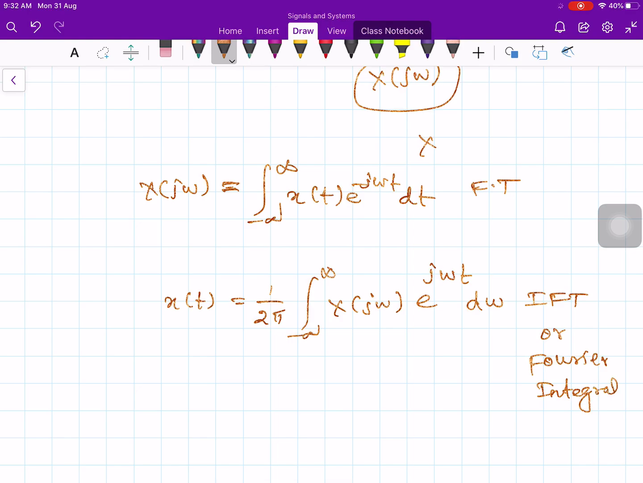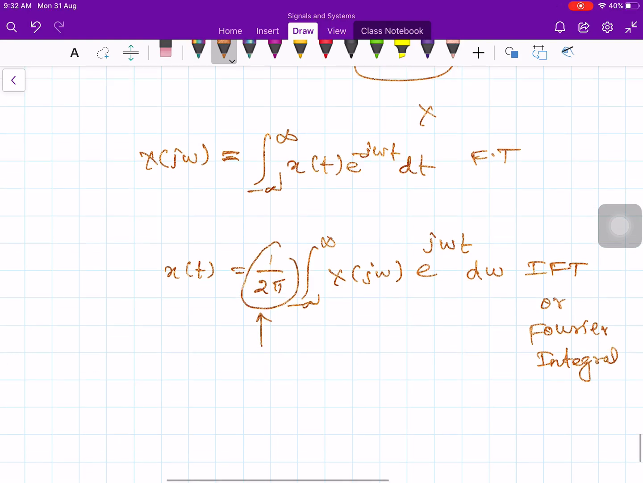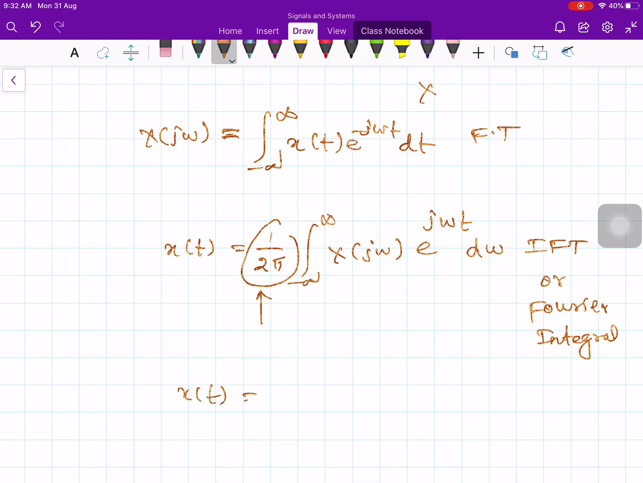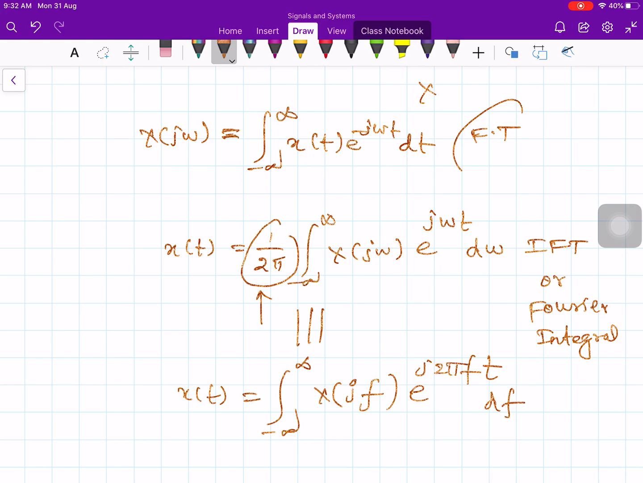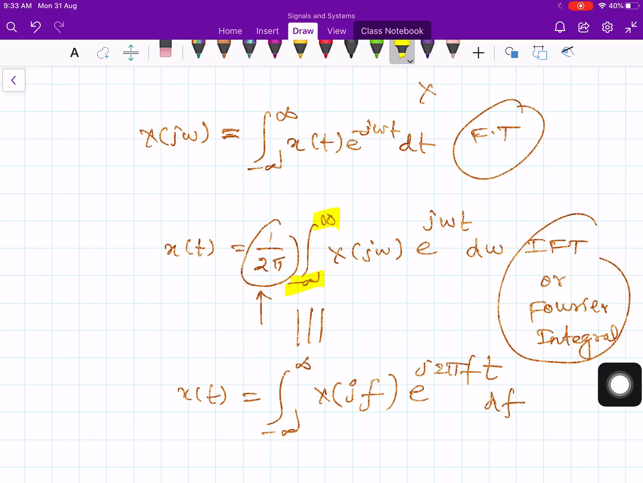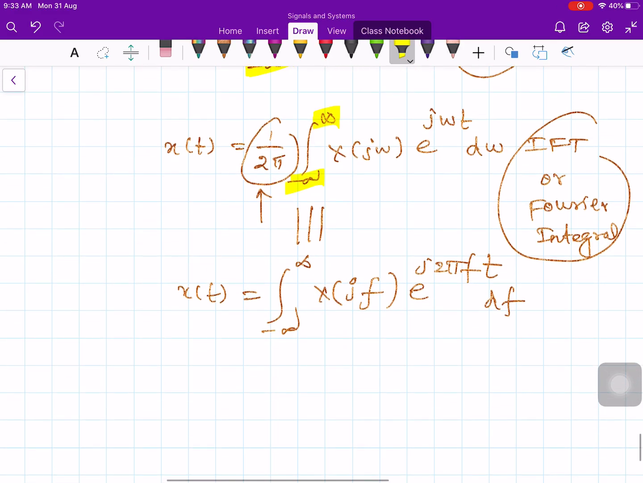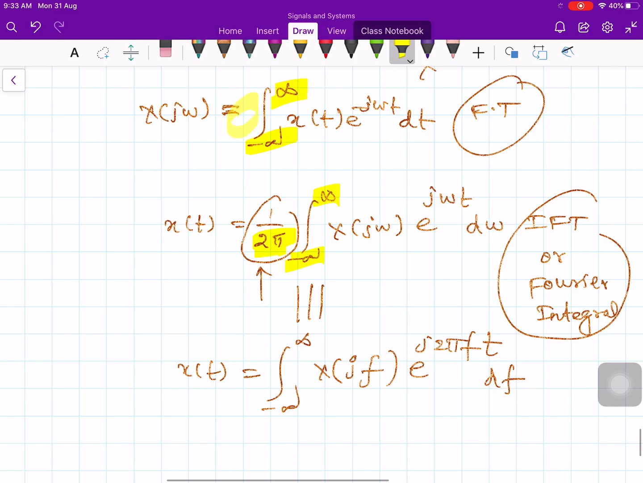See, there is an additional scaling factor of 1 over 2 pi. Sometimes if you don't like that, you can do the same thing, but this time in terms of a function of f, with e to the j times 2 pi f times t, then df. Both are identically equal. In both the Fourier transform and the Fourier integral, the limits are from minus infinity to plus infinity. In the Fourier transform there is no 1 over 2 pi, but in the inverse Fourier transform we have 1 over 2 pi.